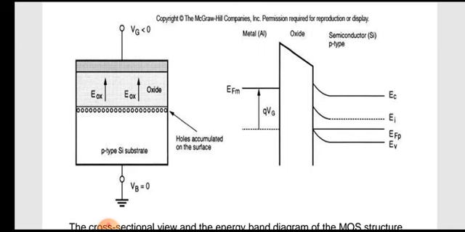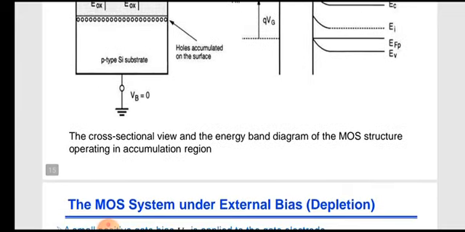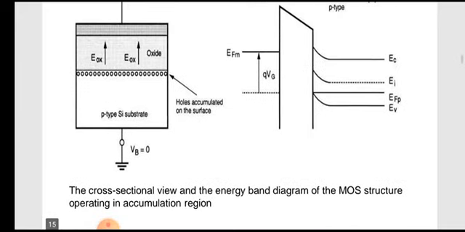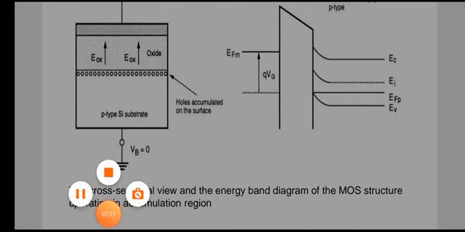So here, as I told you, because of the negative voltage applied at the gate, the energy is shifting upward, according to the diagram we have shown here. This is the cross-sectional view and the energy band diagram of the MOS structure operating in the accumulation region.